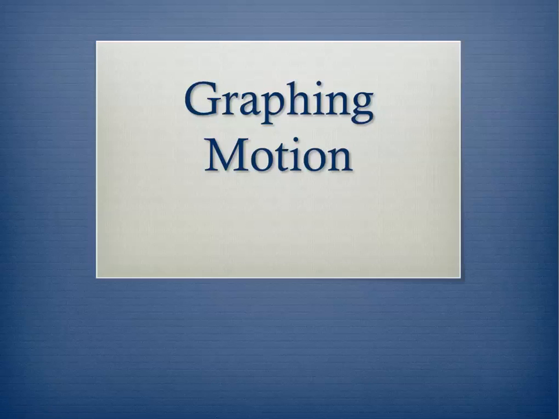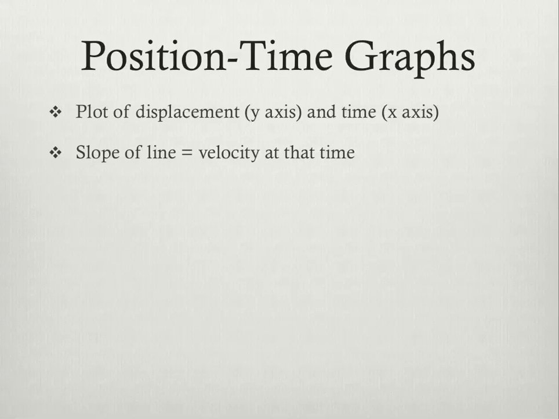Let's talk about graphing motion. Using a graph to show how different variables relate with each other can actually tell us quite a bit about motion. And we use two different types of graphs the most frequently. We use a position time graph and a velocity time graph. So for a position time graph, we're plotting the displacement on the y-axis and time on the x-axis.